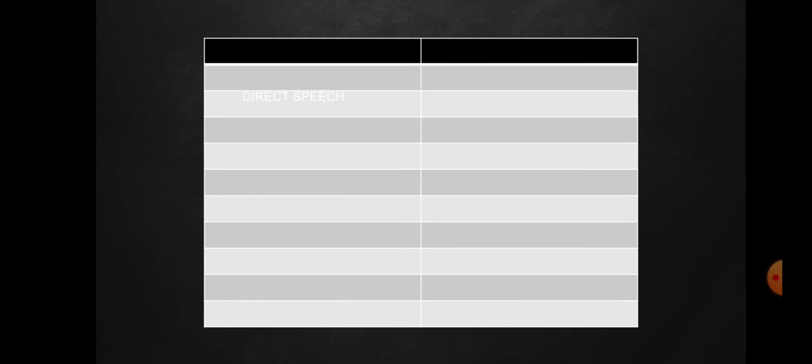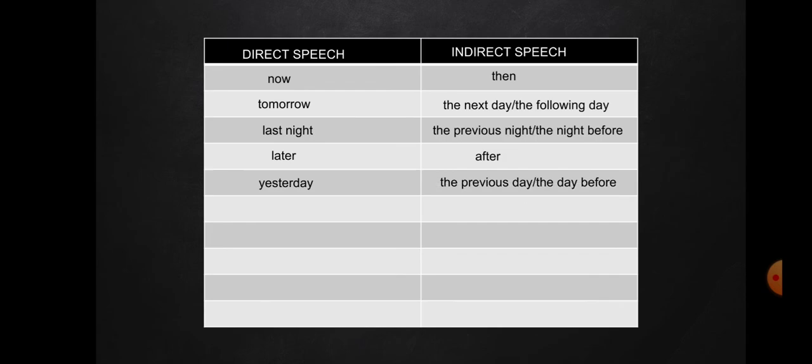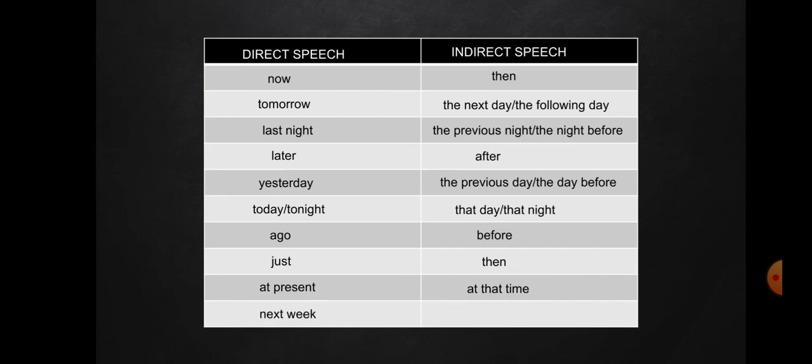Let's see some more changes which happen from direct speech to indirect speech. Now changes to then. Tomorrow changes to the next day or the following day. Last night changes to the previous night or the night before. Later changes to after. Yesterday changes to the previous day or the day before. Today or tonight changes to that day or that night. Ago changes to before. Just changes to then. At present changes to at that time. Next week changes to the following week.